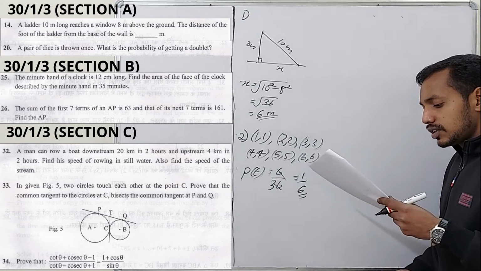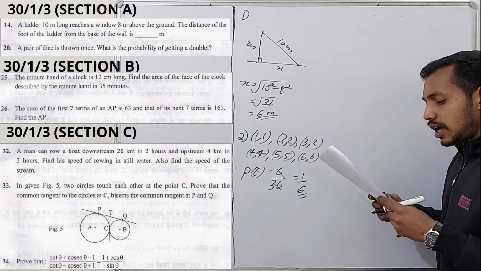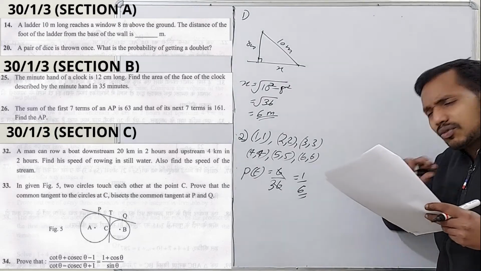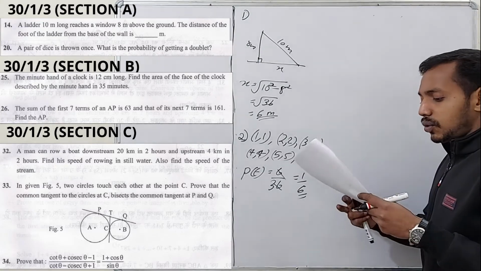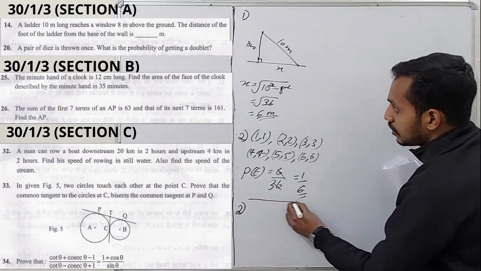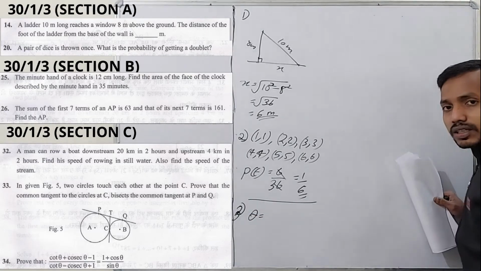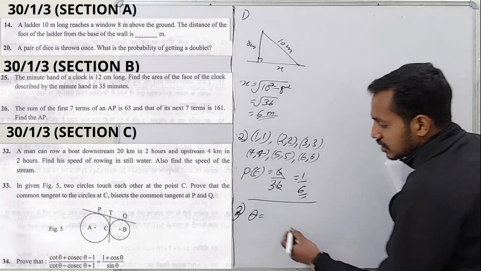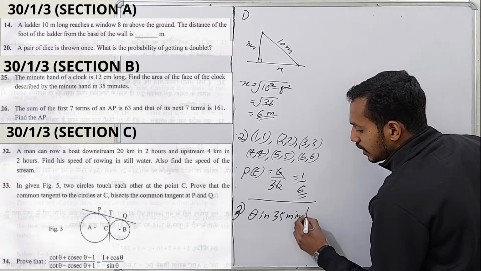The minute hand of a clock is 12 centimeter long. Find the area of the face of the clock described by the minute hand in 35 minutes. That means simply find the area of the sector swept by the minute hand in 35 minutes. Okay. So here, first of all, sorry, question number 3, we have to find the angle theta, the angle swept by the minute hand in 35 minutes. So how will we get that one?